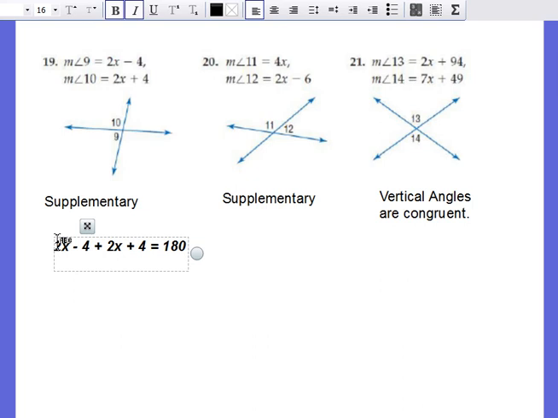So here what I can do is I know 2 plus 2 is 4, so I get 4x. The 4 is canceled because you got minus 4 plus 4, you actually get 0. So what you're left with is 4x equals 180. And then here you just divide both sides by 4, and you get x is equal to, I believe, 45. The reason I divide by 4 is because I'm multiplying 4 by x, so you always do the inverse.